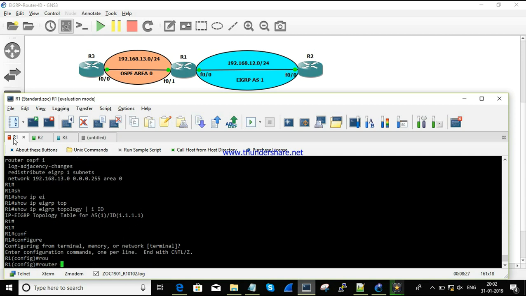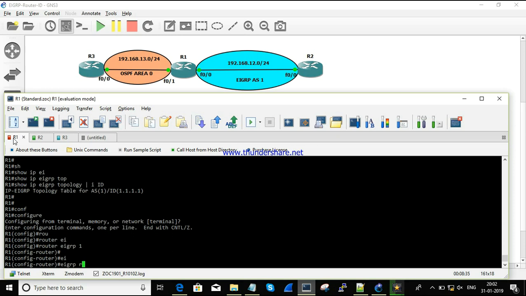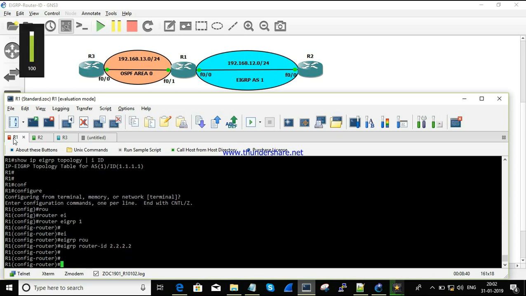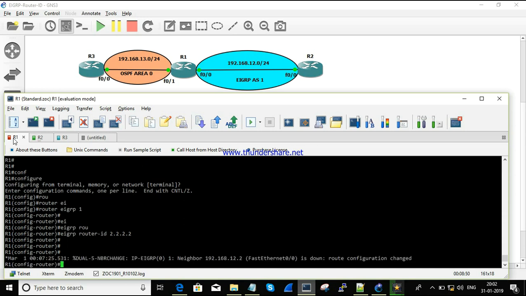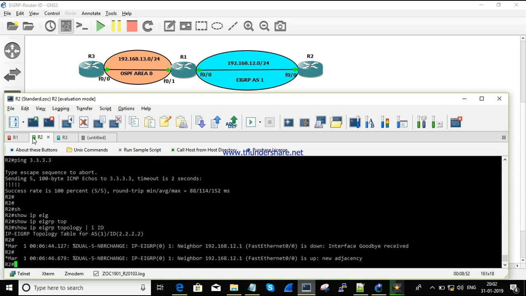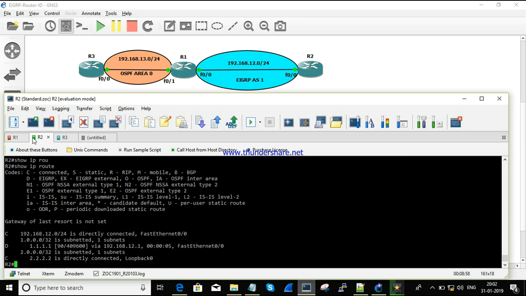Now I have changed the router ID of R1. Within a couple of seconds it should reform the neighbors. Yeah, it has formed the neighborship. So let's check whether we are able to see the information of 3.3.3.3. Now the information is not there.